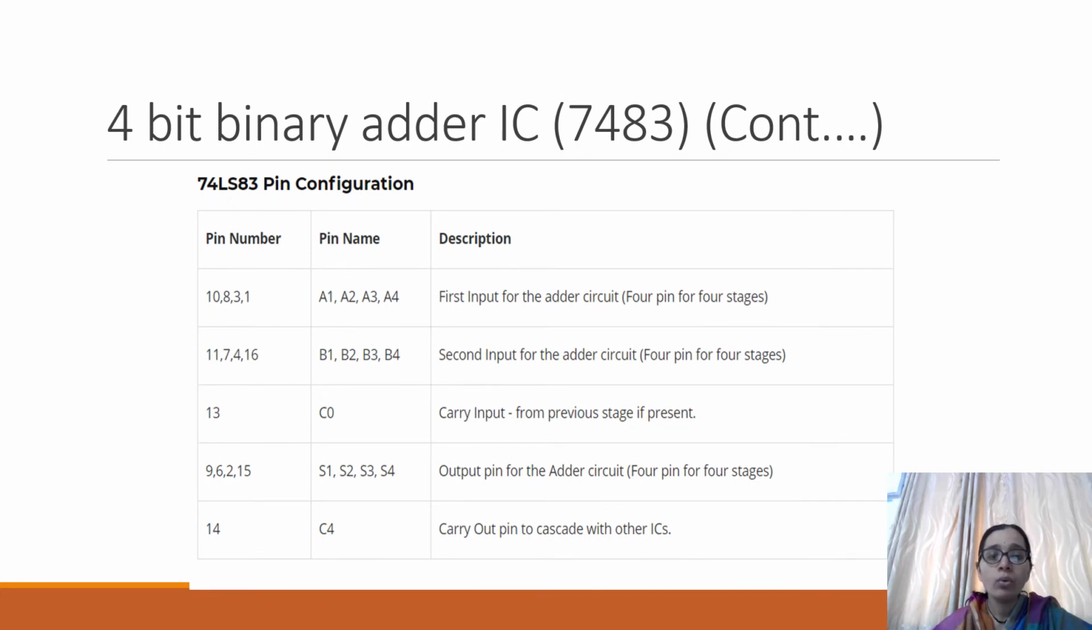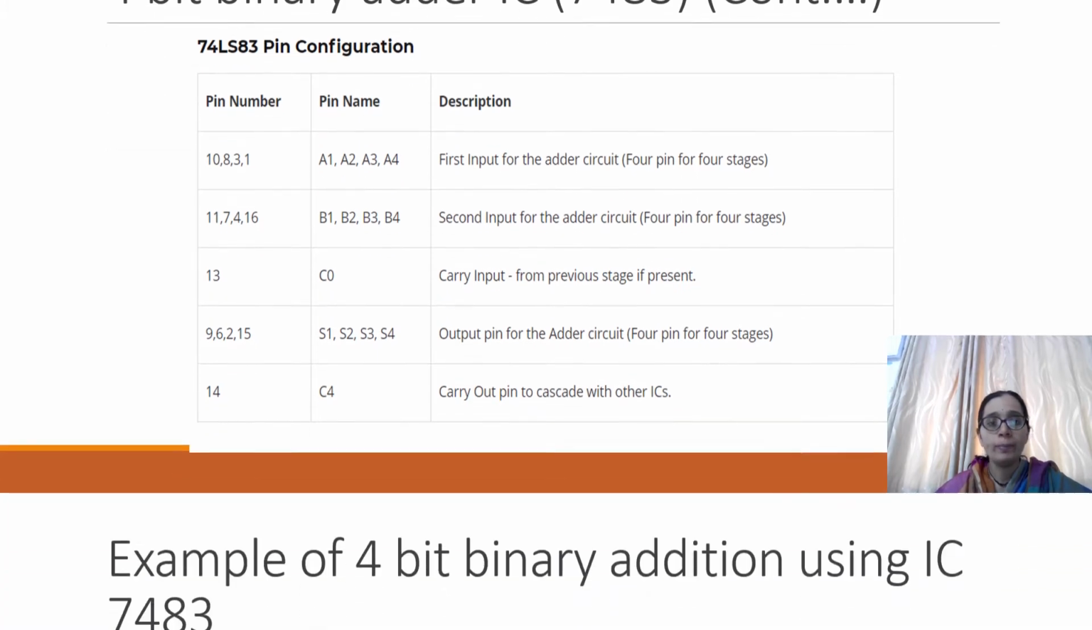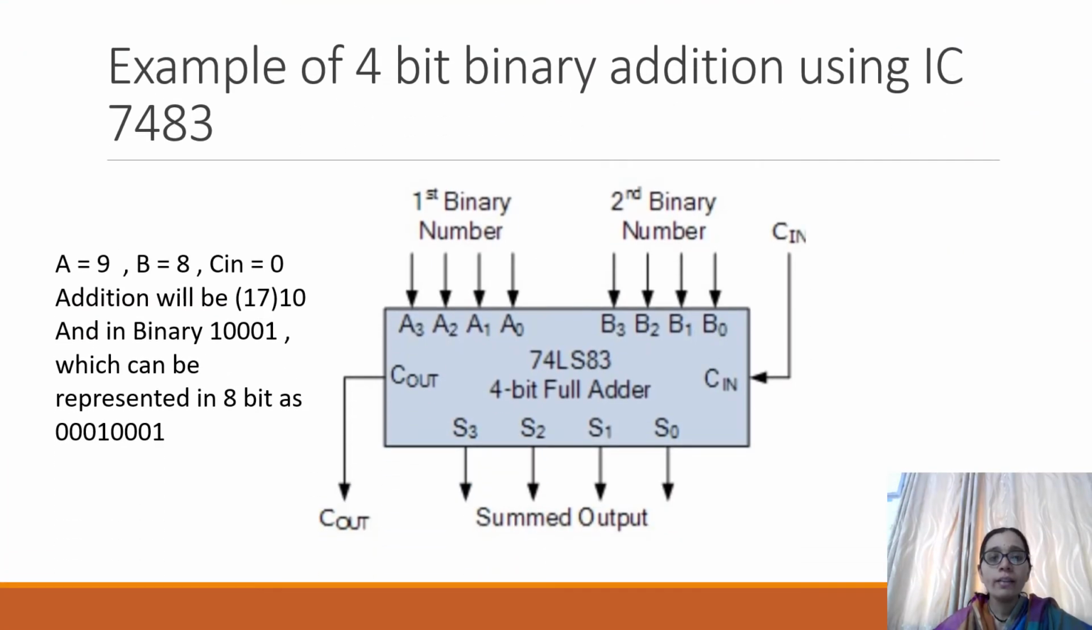Now, whatever I have told you, the same is summarized here. That is A1, A2, A3, A4, B1, B2, B3, B4, C0, S1, S2, S3, S4 and C4. Whatever we have studied is summarized in this slide. So let us see now how an example can be solved, or how it works with an example. The same diagram we have shown here, and now we will see the example using some numbers.